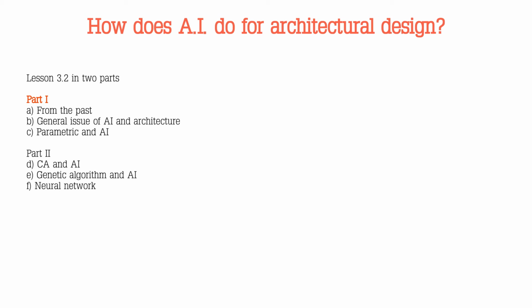Then, in branch 2 of the second part, we will discuss more deeply the genetic algorithm and artificial intelligence, and then we will touch a very difficult concept, which is the neural network, and how the neural network can be used inside architecture and urban planning. This is a very complex and very technical topic.